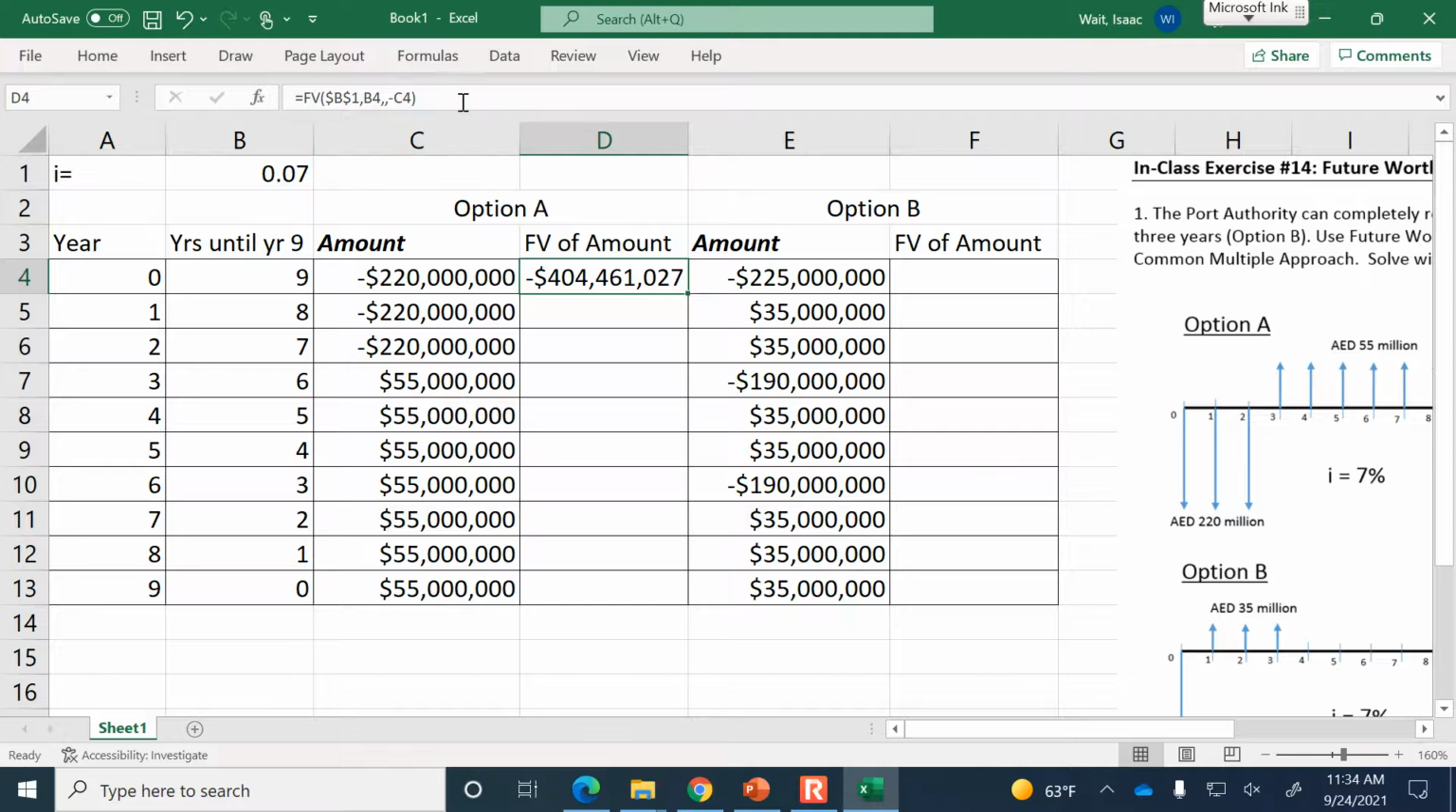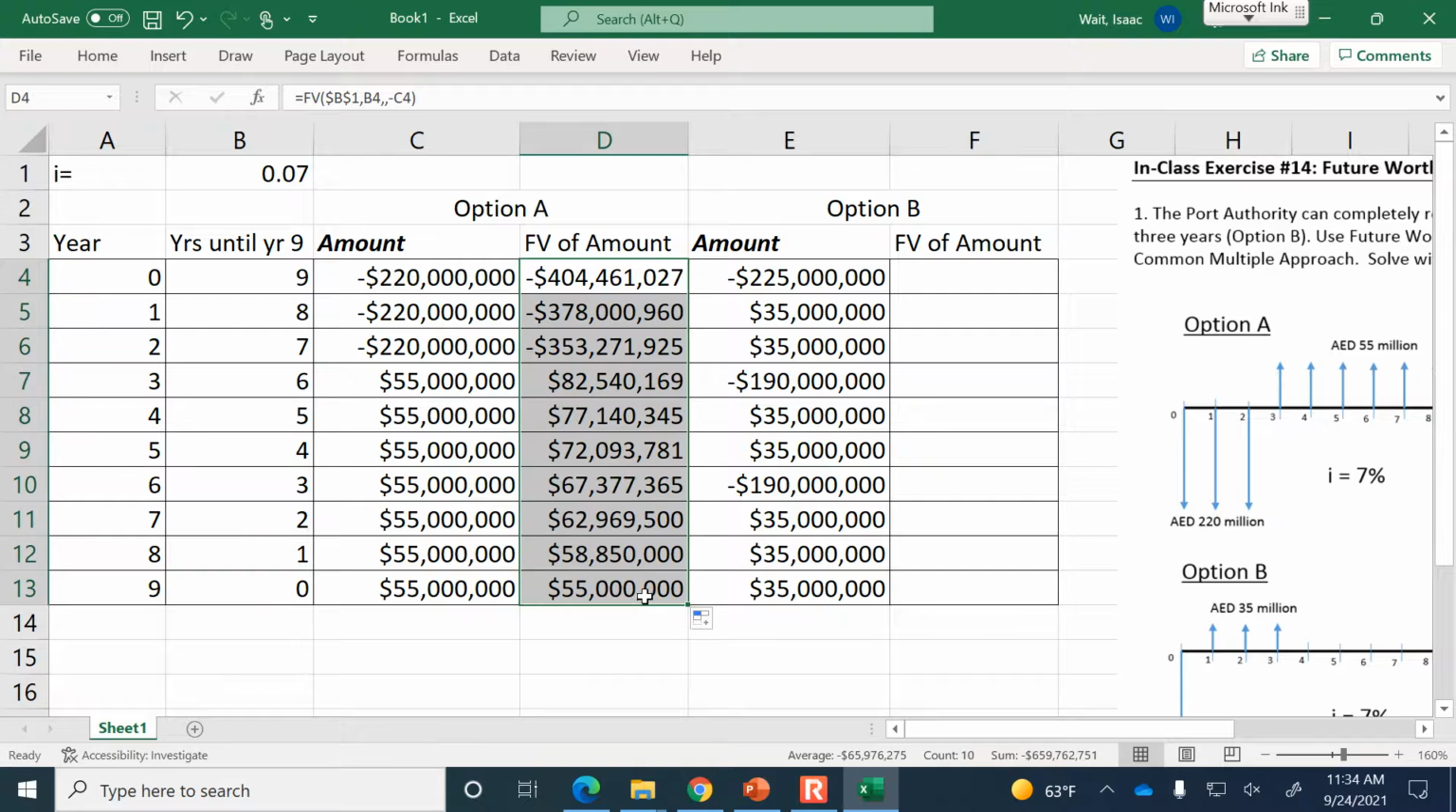So now we can drag that equation down, and it will calculate the future value of each of these individual amounts. One of the indicators that things are working the way it should is that the amount that's already at year 9 doesn't change. We know it should be the same because it's already in the future. This $55 million at year 9.